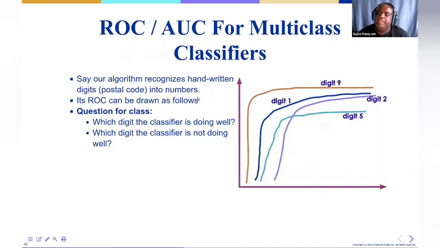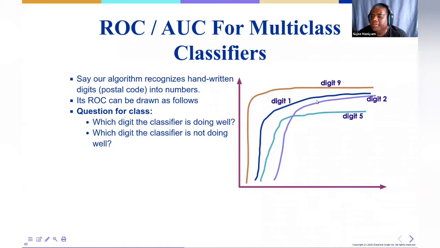So let's end with this. Let's say these are the ROC curves for my algorithm predicting numbers, let's say digits like 0, 1, 2, 3. And these are some other curves we generated.